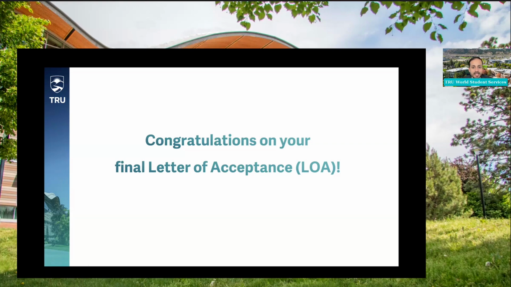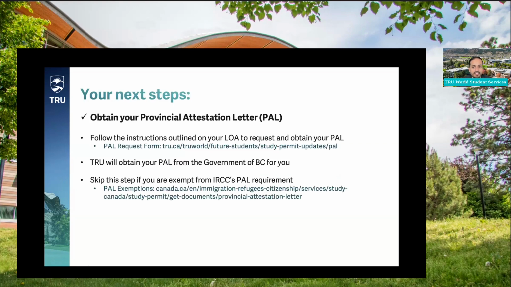So congratulations, and we'll just quickly go over your next steps here before I hand it over to Max and Render to go over BorderPass. So for those who need a provincial attestation letter, also called PAL, you can refer to your final letter of acceptance to follow the process to request and obtain your PAL. TRU will obtain your PAL from the government of BC for you, so you don't have to work directly with the government. We will do that for you, but we do need you to fill out a form, the link to which is included with your final letter of acceptance.